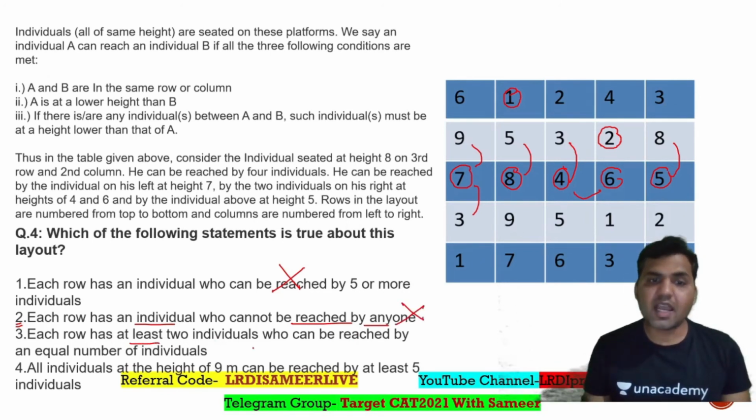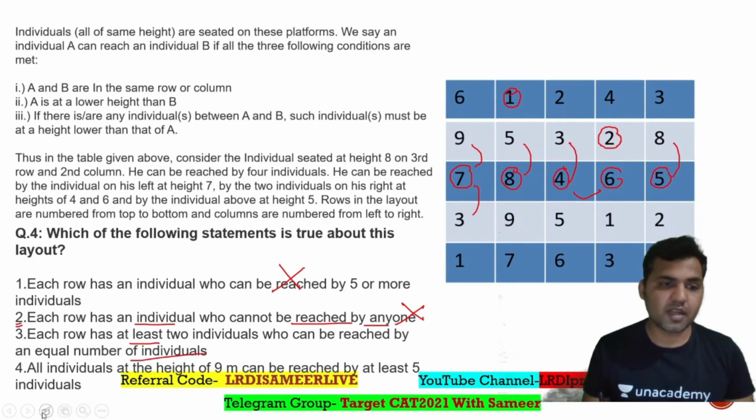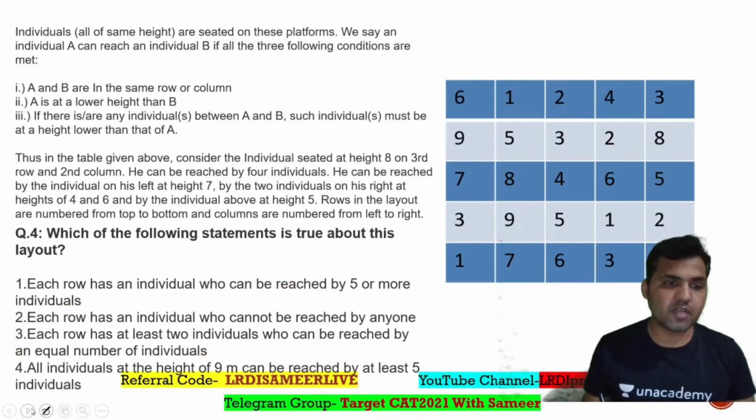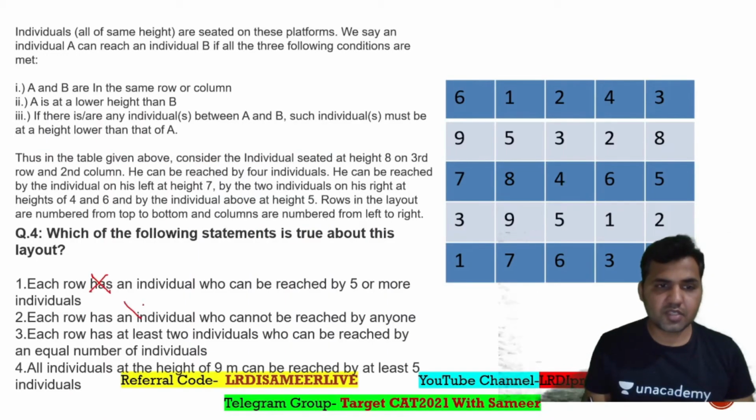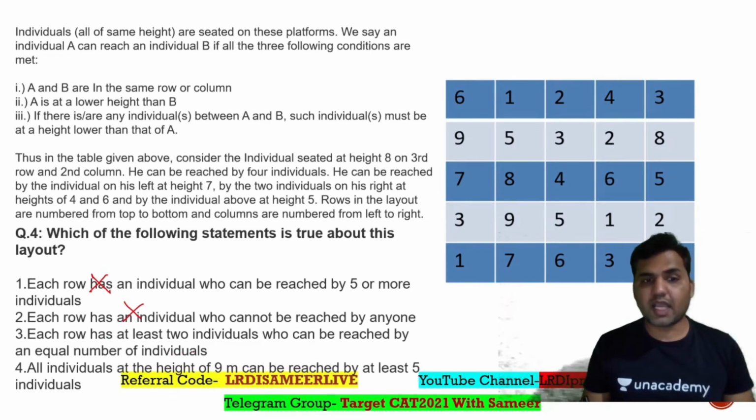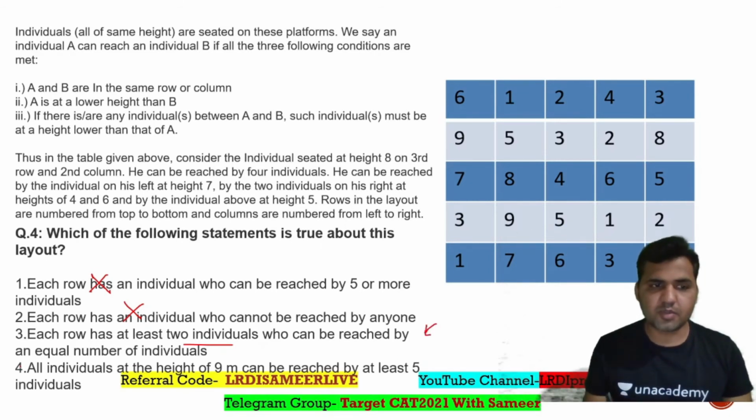Each row has at least 2 individuals who can be reached by an equal number of individuals. Let's check this part now. So the first and second we have already proved as wrong, right? First option is wrong, second option is wrong. Let's check it. Now this will take a lot of time, right? Instead of checking this option, let's check option number 4.